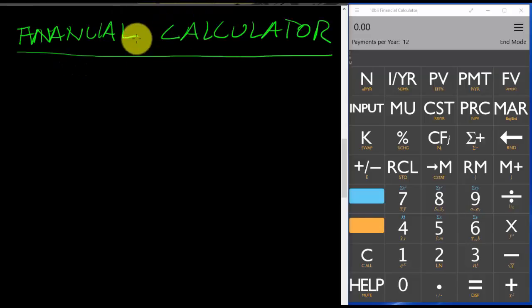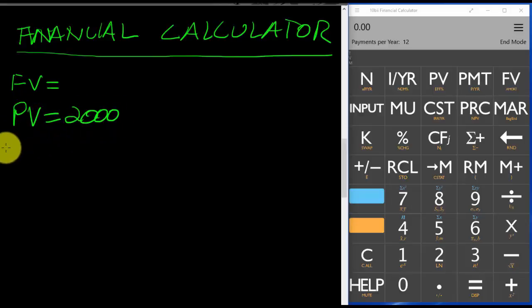All right, so in this lesson, we're going to talk about how you use your financial calculator in this class. We're going to do a very simple future value problem. I don't know what my future value is. We're going to pretend that we make a deposit, a present value of, say, $2,000, and our interest rate is going to be 5%. We're going to hold this interest rate for 10 years.